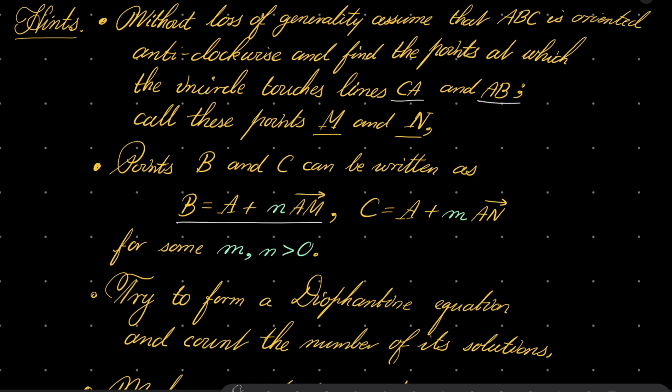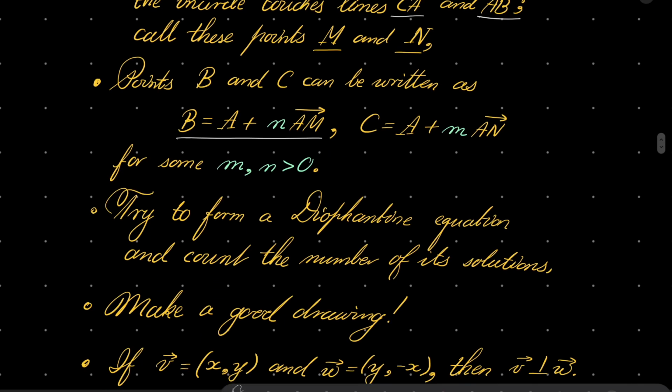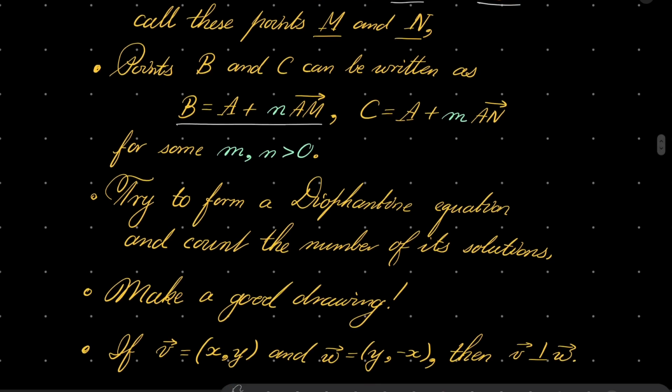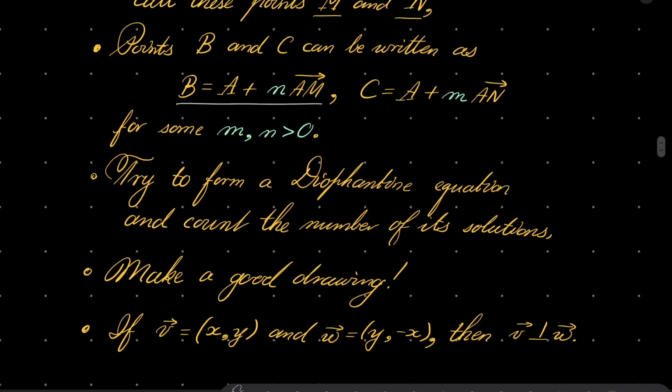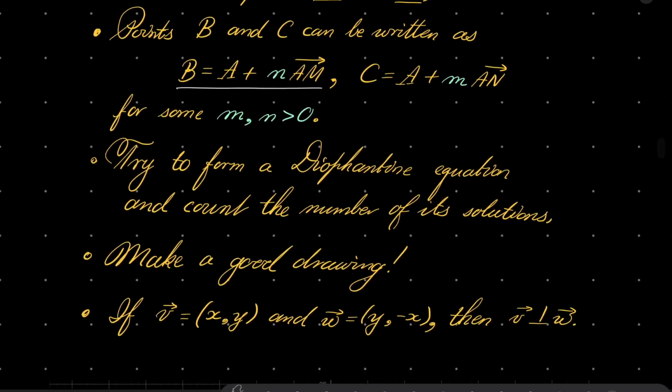And then, the funny part: try to form some kind of Diophantine equation and count the number of its solutions. Also, make a good drawing, that is very helpful, and also remember this fact that if we have two vectors (x, y) and (y, -x), then these two vectors are perpendicular because of properties of the dot product, for example. So give this problem a try, and I will see you in just a minute.